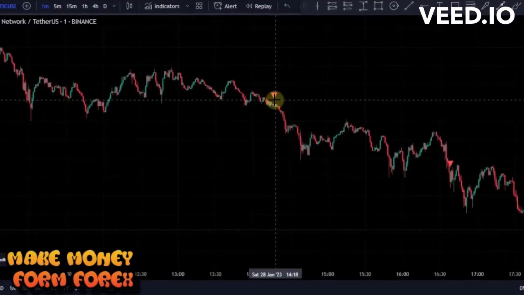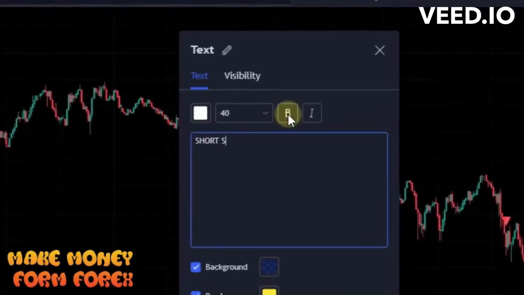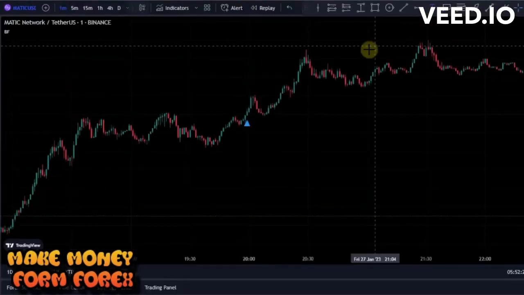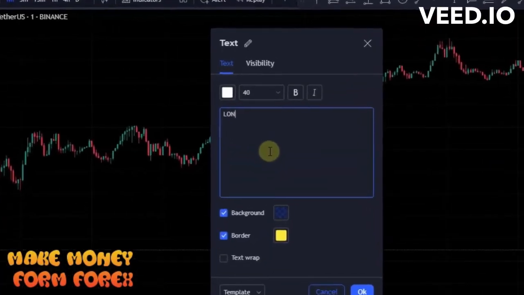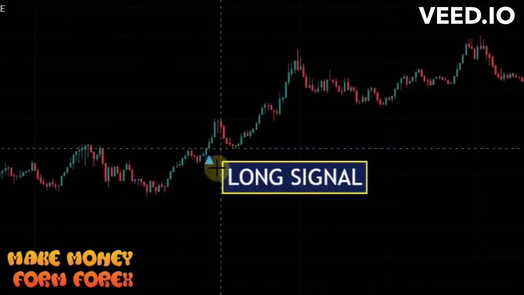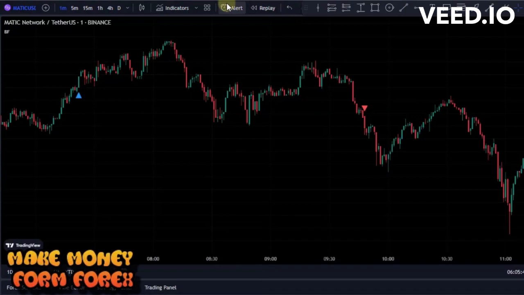So the red arrow above the candle means a short signal. And this blue arrow below the candle, it means a long signal. Now it's time to add the second tool to the strategy.